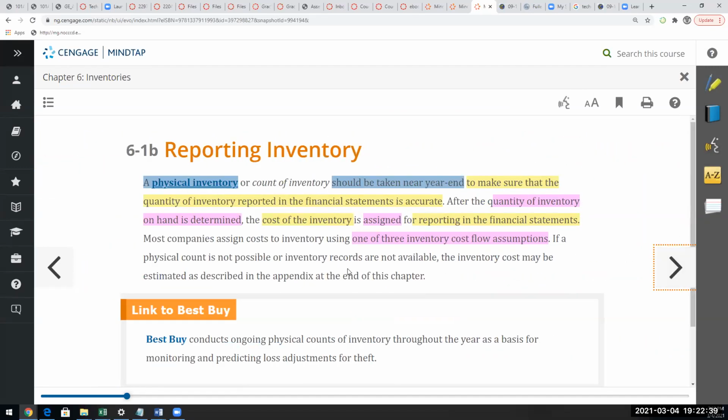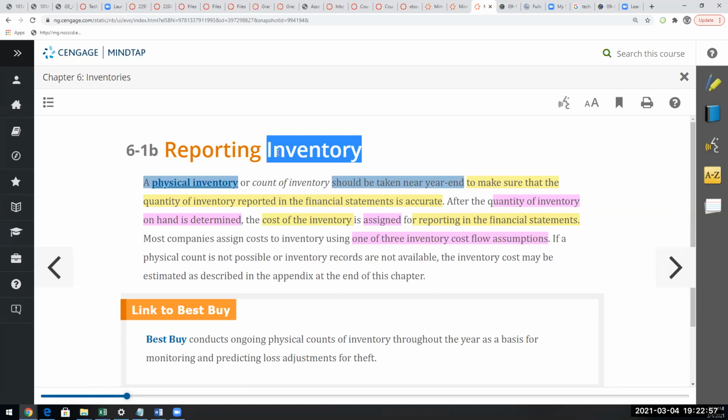So the next thing is to talk about reporting inventory, and this is where it gets interesting. So if you're distracted now, this is the time to shine. You got to wake up, because this is the real deal. We're going to talk about how do we put the amount of inventory on my balance sheet. How do we report it?